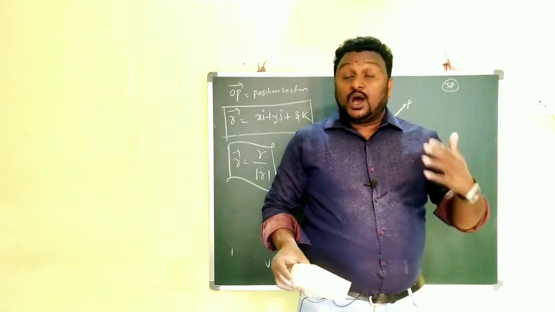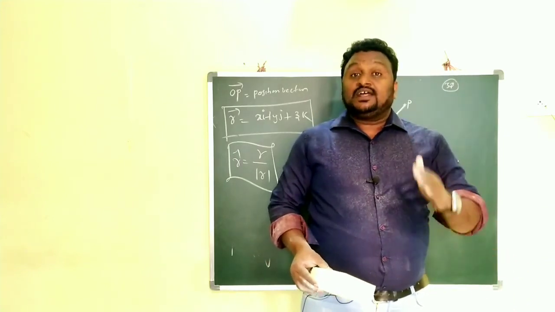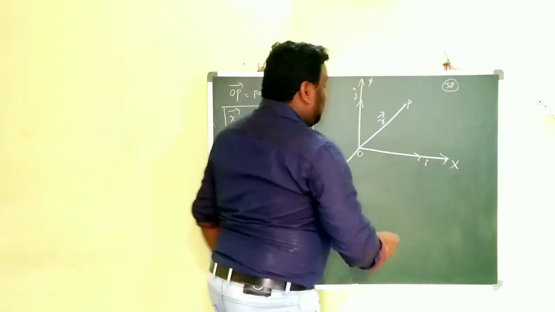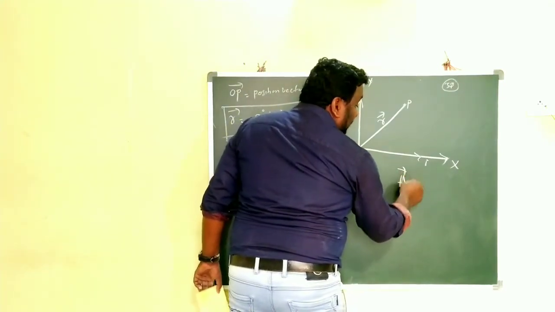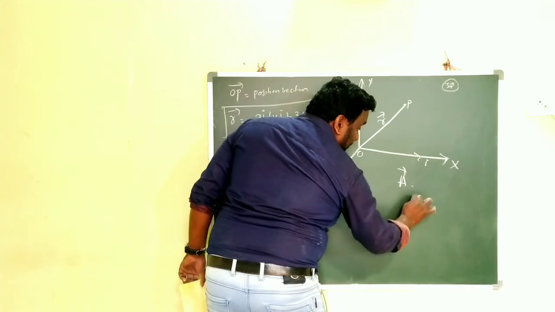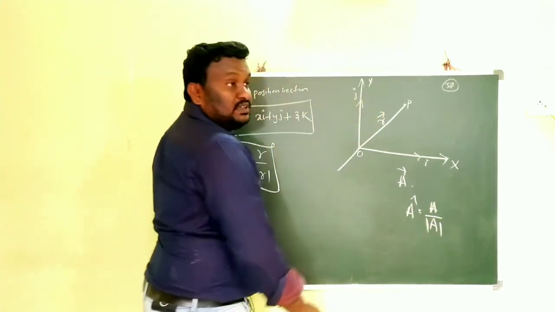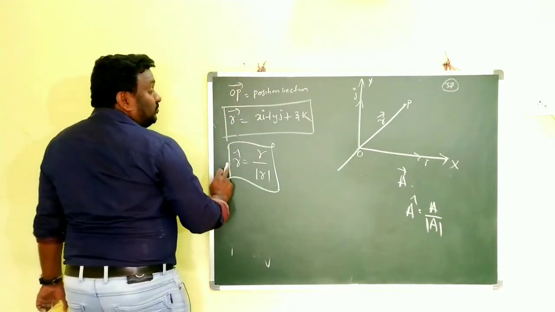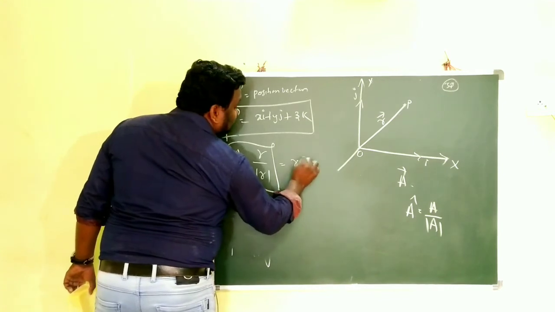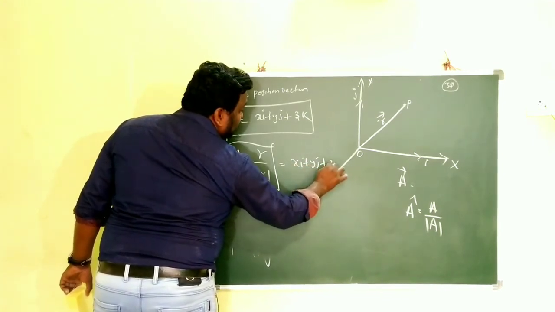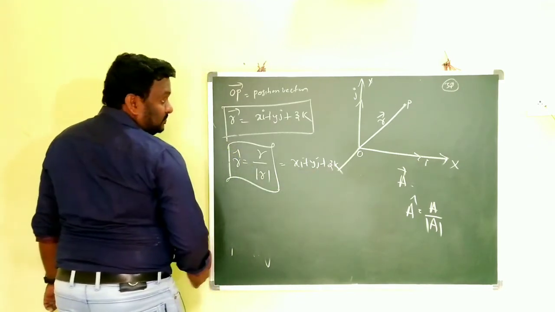For a vector, how can we write the unit vector? That's the question here. For example, here A is a vector. Then we will write the unit vector as A cap equals A by mod A. Like that, the unit vector of the position vector is R by mod of R. R is equal to what, children? xi plus yj plus zk.